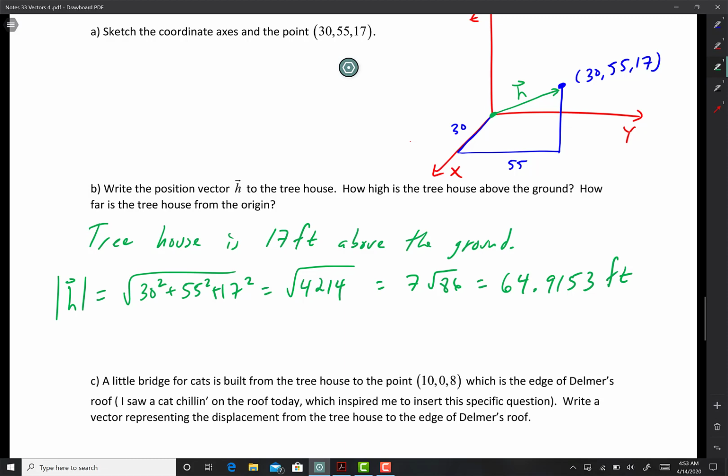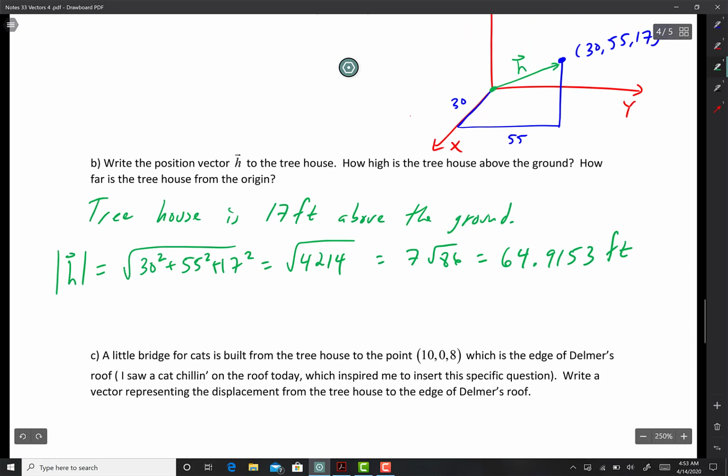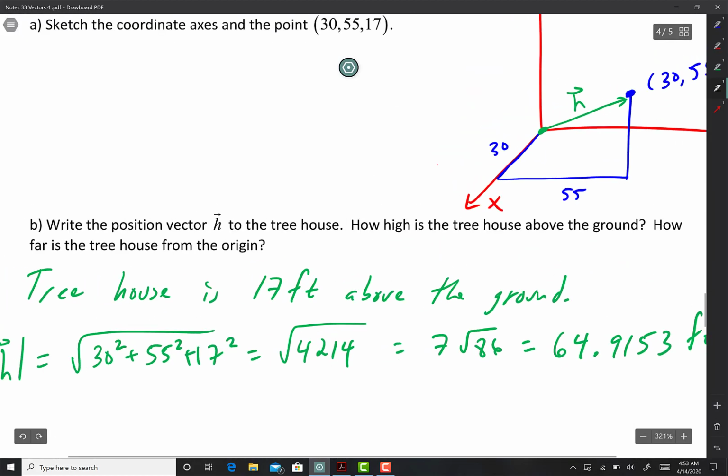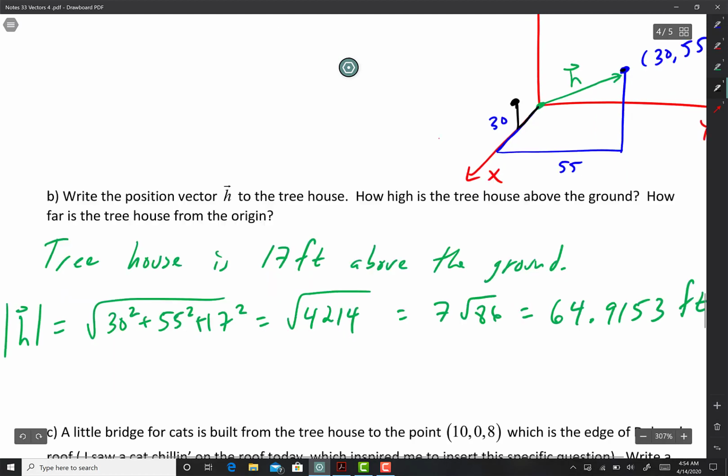Okay, I think we're good, guys. All right, a little bridge for cats is built from the treehouse to the point 1008. Okay, I want to visually see this point, guys, so I'm going to write where 1008 is at. I start at the origin, so 10, 0, so I haven't moved anything, and then 8. So 1008. And it looks something like, well, there it is. That's where it terminates.